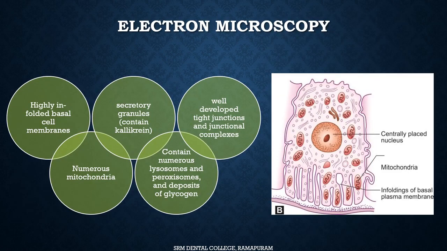Under electron microscopy, these basal striations have been revealed to be highly infolded basal cell membranes. That is, the basal surface of the columnar cells is folded multiple times, and these foldings are studded with numerous mitochondria that give the appearance of striations in light microscopy. Under electron microscopy, one can also notice secretory granules and other cellular organelles like lysosomes, peroxisomes, and deposits of glycogen. One can also note well-developed tight junctions and junctional complexes between the cells.